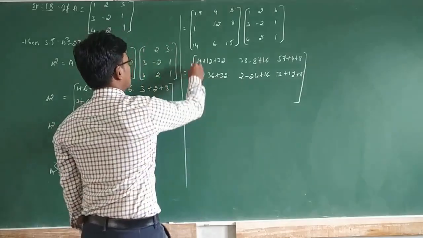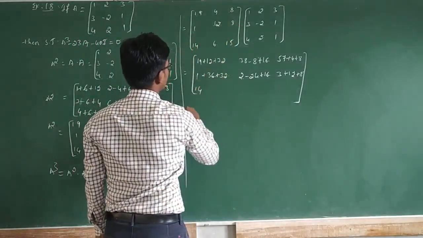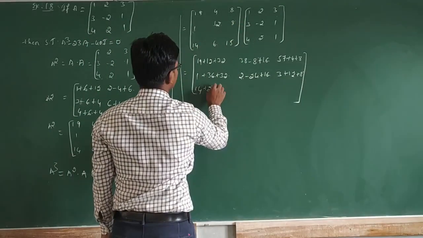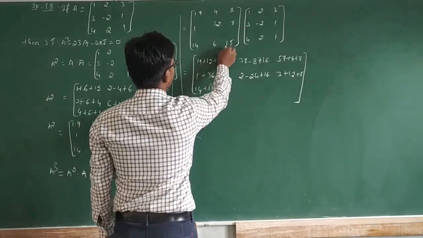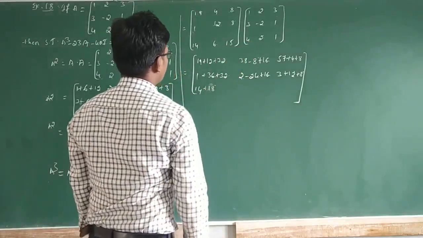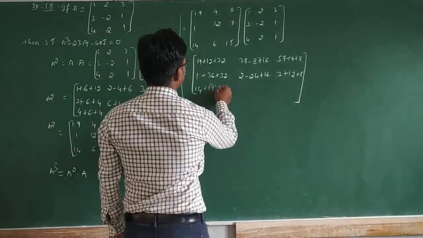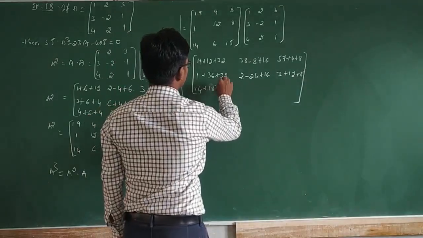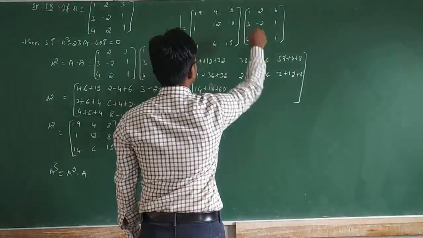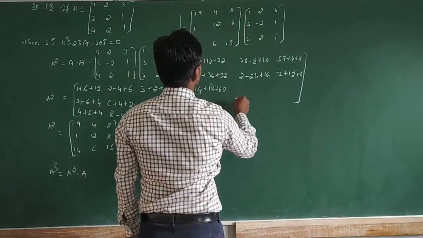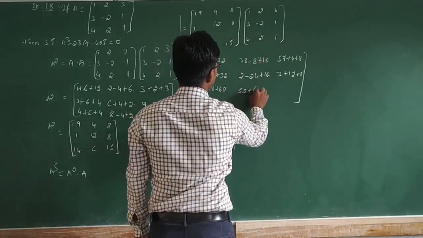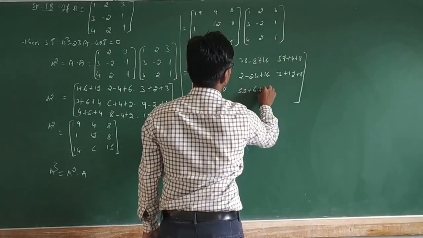Next 14 into 1 is 14, 6 into 3 is 18, 15 into 4 is 60. 40 plus 24 is 18, 60 plus 60. Next 14 into 3 is 42, 12 plus 30 is 52. Next 6 into 1 is 6, 15 into 1 is 15.